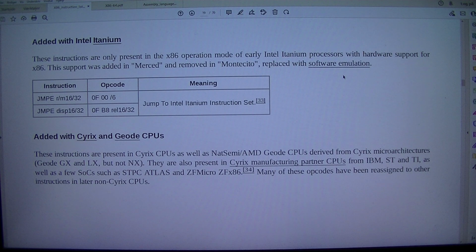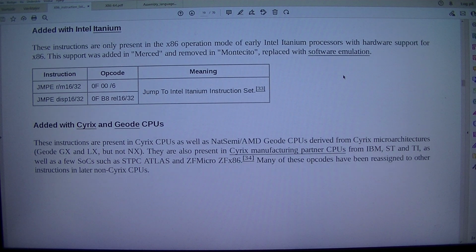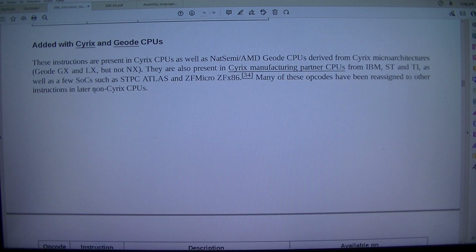33. JMPE disp16/32, 0FB8. Added with Cyrix and Geode CPUs. These instructions are present in Cyrix CPUs as well as NatSemi/AMD Geode CPUs derived from Cyrix microarchitectures, Geode GX and LX, but not NX. They are also present in Cyrix manufacturing partner CPUs from IBM, ST, as well as a few SoCs such as STPC Atlas and ZF Micro ZFx86.